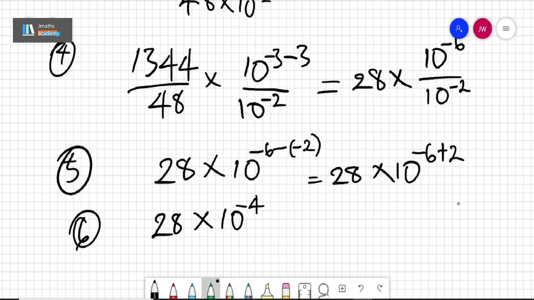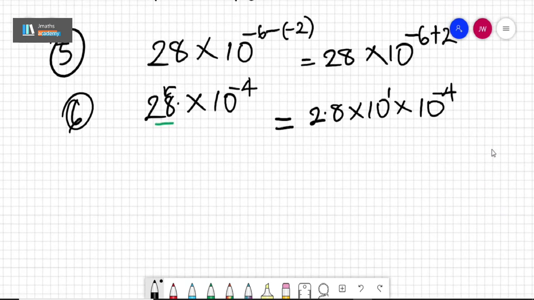Now note that this is not yet in its standard form, as this number here is not less than 10. So to make this less than 10, we move our decimal point onto the first non-zero digit, and this gives us 2.8 times 10 raised to the power positive 1 multiplied by 10 raised to the power of minus 4.